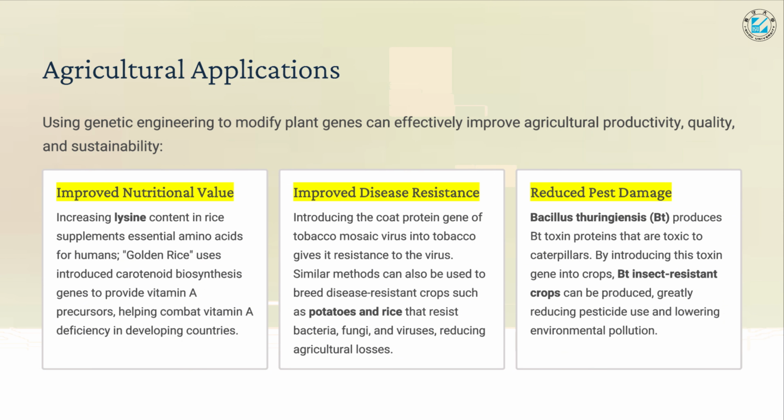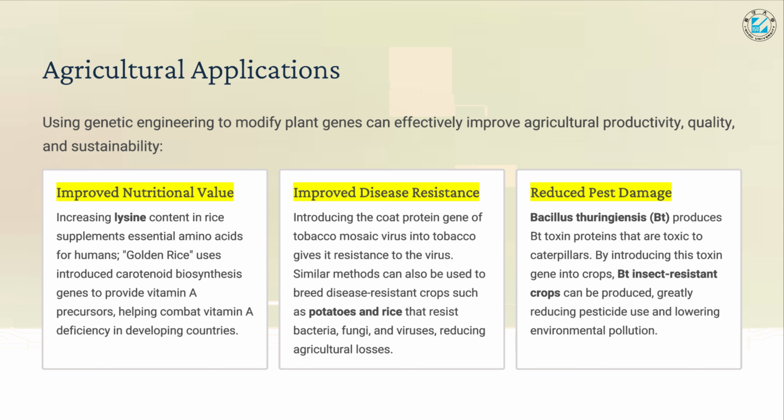A second application is to improve disease resistance. For example, introducing viral coat protein genes into plants can make them resistant to certain viral infections. A similar approach can help crops resist bacteria, fungi, and other pathogens.